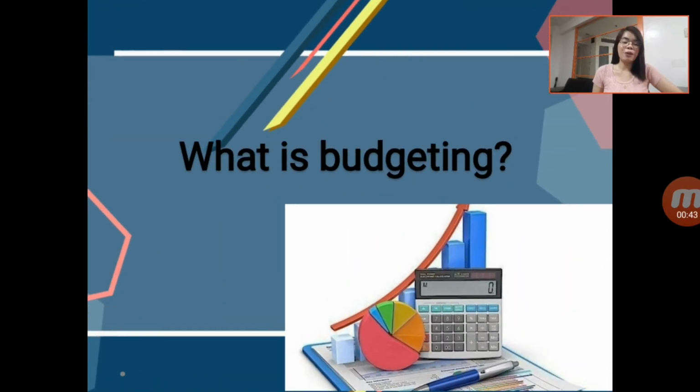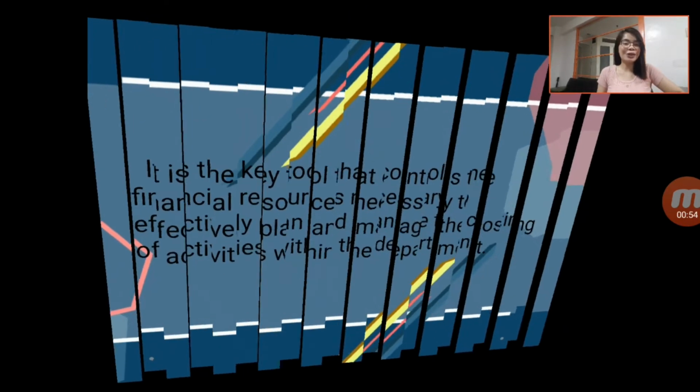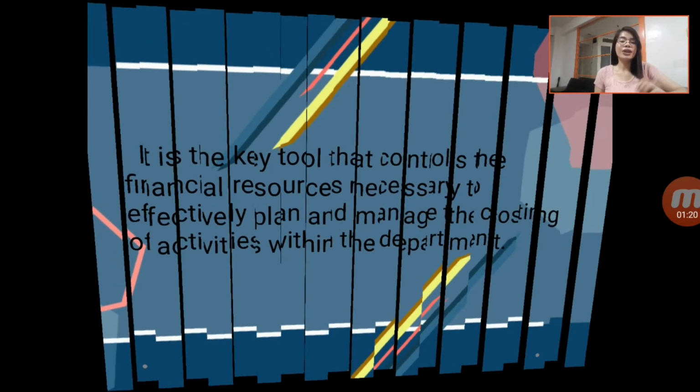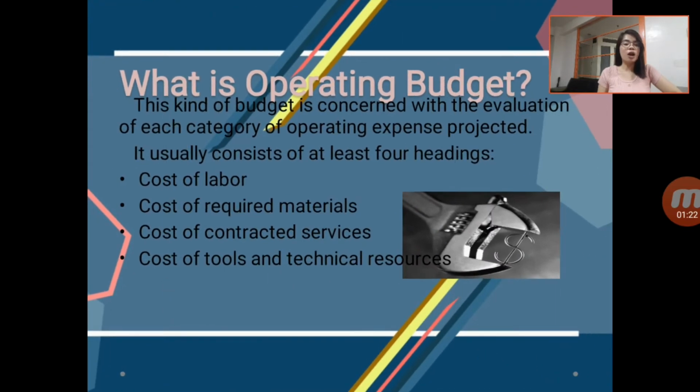So let me start with a question. What comes to your mind when you hear the word budgeting, or what is your idea about it? Let's make it simple. Budgeting is crucial in any business. It is the key tool that controls the financial resources necessary to effectively plan and manage the costing of activities within the department. And also, the budget administration or management uses various software to manage, control, and measure the department's effectiveness. There are two types of budget often used in operating a business.